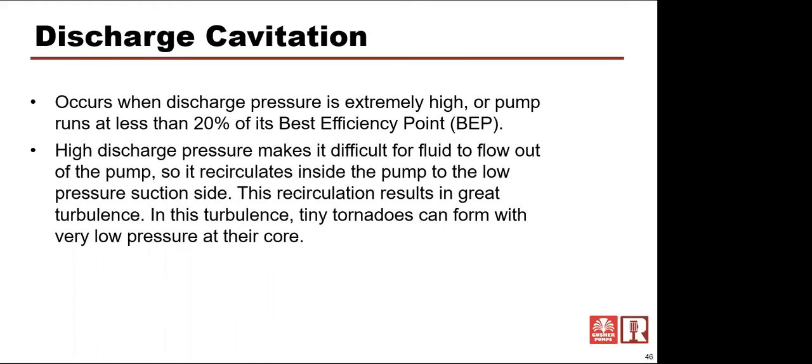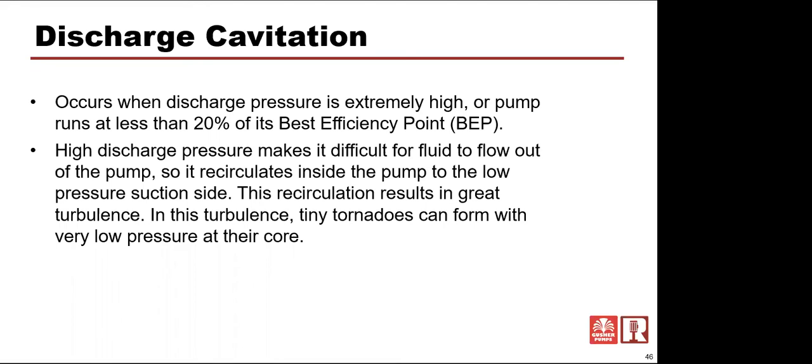Same thing that happens in atmospheric conditions happens inside this pump. The amount of turbulence creates this little tornado, that low pressure zone, and it occurs when discharge pressure is extremely high. It can happen when we're at, say, 20% of best efficiency point. Remember I said we didn't want to operate at too low a flow. Part of it is because of discharge cavitation. The pump is a stupid thing. It's trying to spin at a certain RPM, put out 435 gallons a minute. That's where it's happy. But all of a sudden you've made it try to run at 80 gallons a minute.